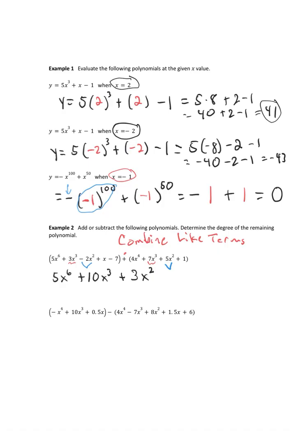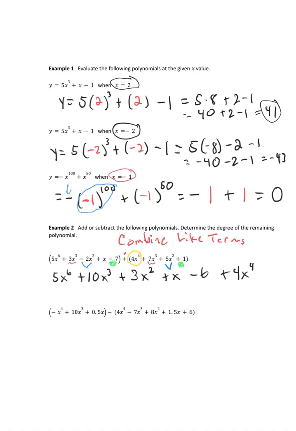What's next? We've got an x, but there are no other plain x's, so that's just going to be a plus x, doesn't change. A constant term, it looks like we've got a negative 7 and a plus 1. So negative 7 plus 1 would be negative 6. And looks like we have one term that we hadn't accounted for yet, so that's just going to get added on, plus 4x to the 4th. This would now be combined.